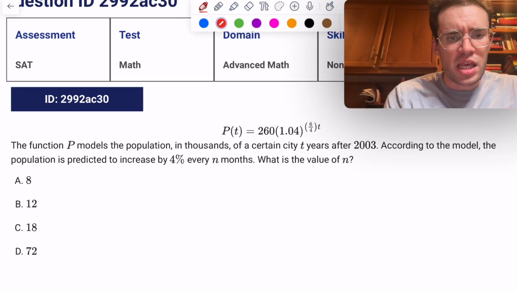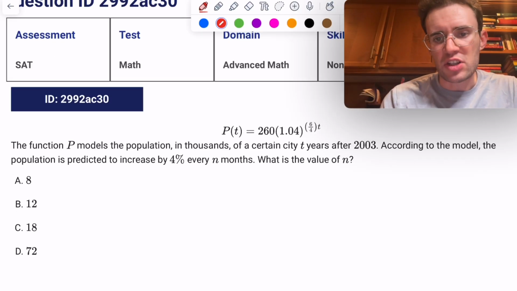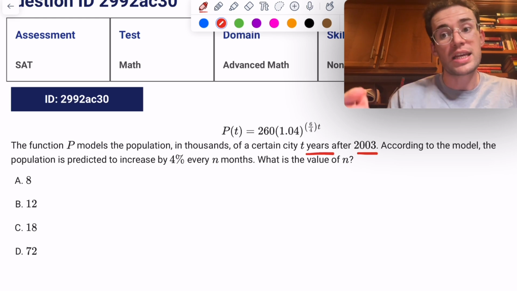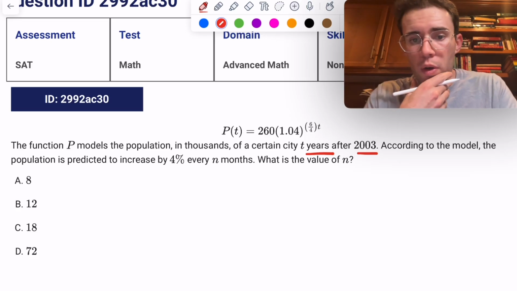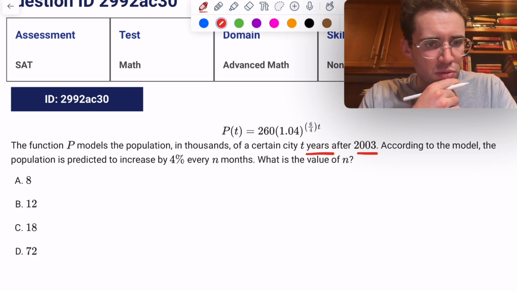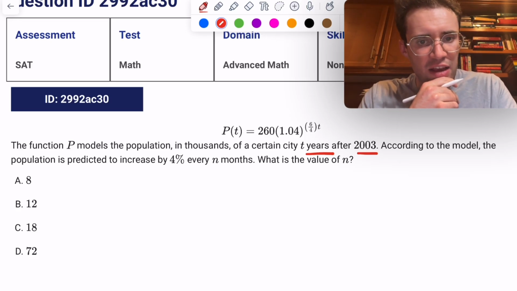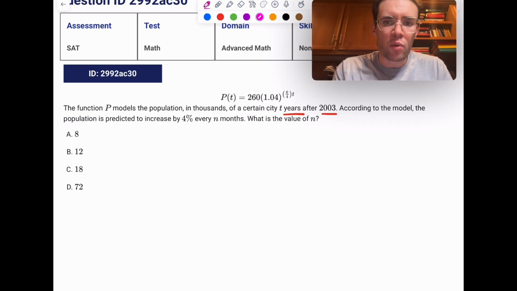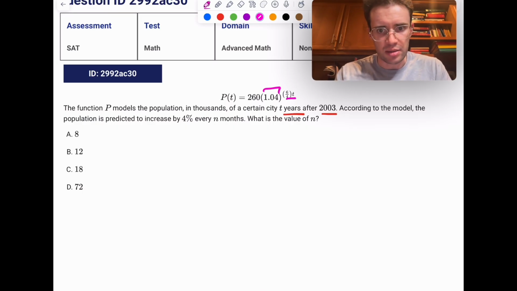So the function p models the population in thousands of a certain city t years after 2003. So when t is 0, it's 2003. According to the model, the population is predicted to increase by 4% every n months. What is the value of n? Well, we're multiplying it by 1.04 every time the exponent goes up by 1. Now, t is the number of years, right? So t is the number of years.